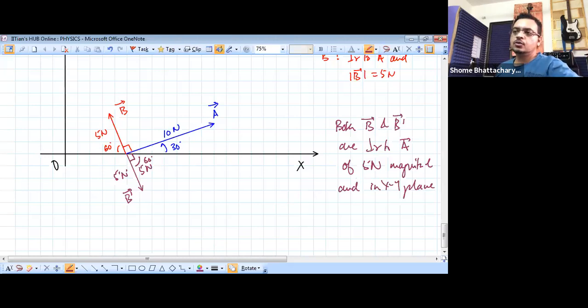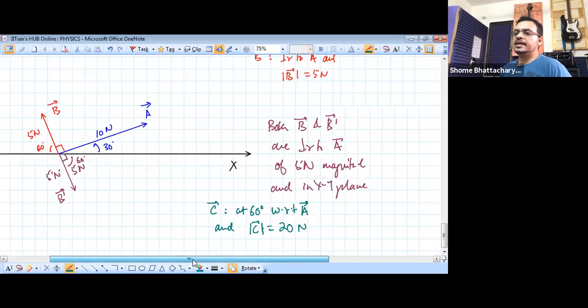Just the amount of the angle. What angle this line, this vector is making with respect to this line here is 60 degrees. Now likewise, I want to draw the vector C, which is at 60 degrees with respect to A, and magnitude of C is 20 Newton. Okay. So that vector will look like what now?